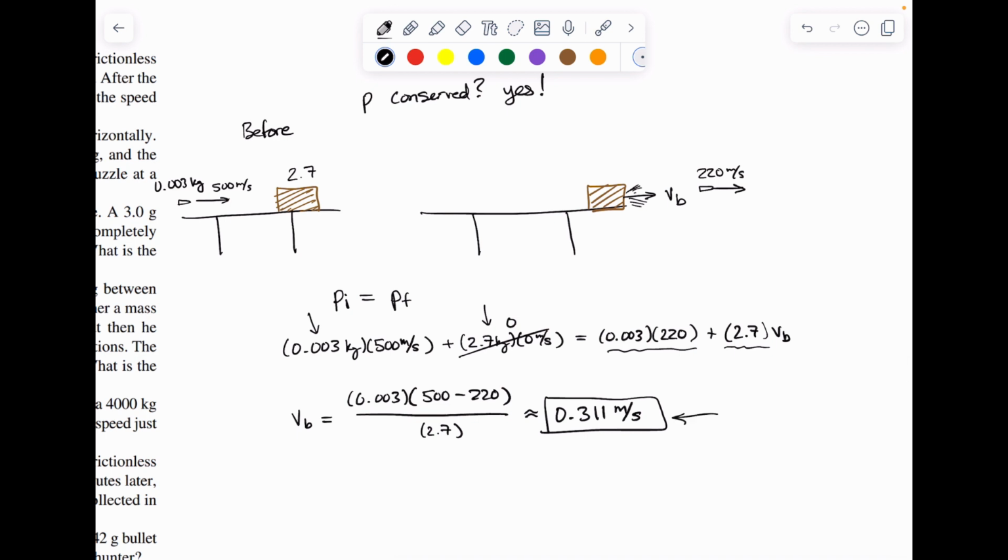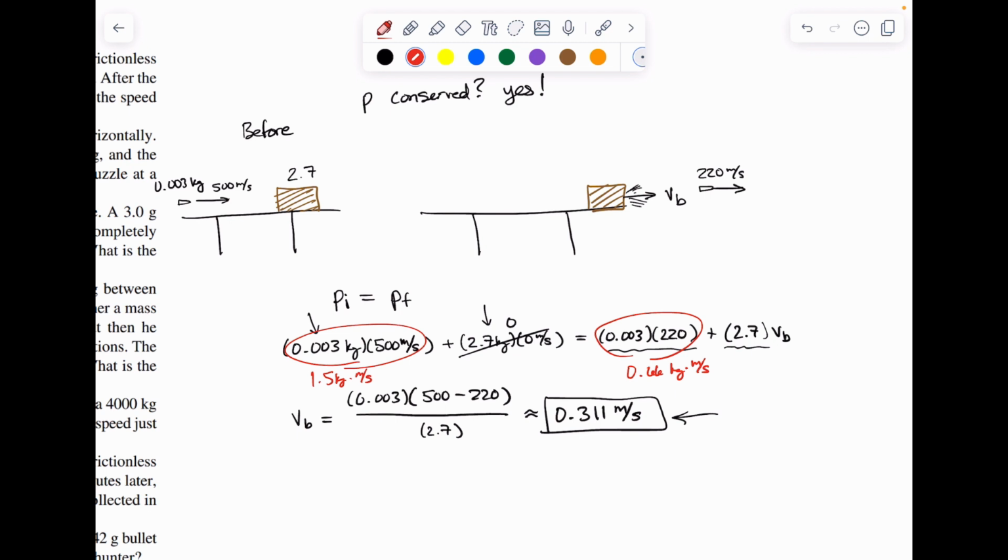And you know, this number actually kind of makes sense, right? The bullet is super, super light. So even though it's going fast, it's not really providing a whole lot of momentum. If we just calculate the momentum of the bullet, it's only 1.5 kilograms times meters per second, which is not a whole lot. And that's the maximum amount of momentum it can even transfer to the block. Notice how it didn't even transfer all of that, right? 0.003 times 220, so this is about 0.66.